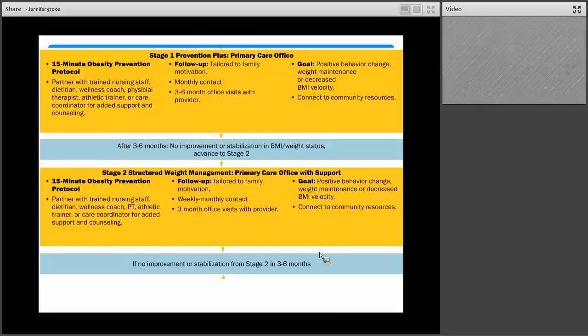And then again, our goal is also to increase those contact hours by connecting them to community resources. And so we'll go through some of those here at the end of the discussion as well. And hopefully you'll find something that will work for some of your patients.